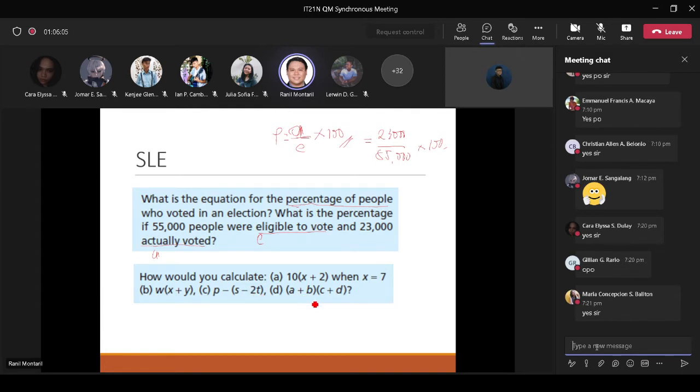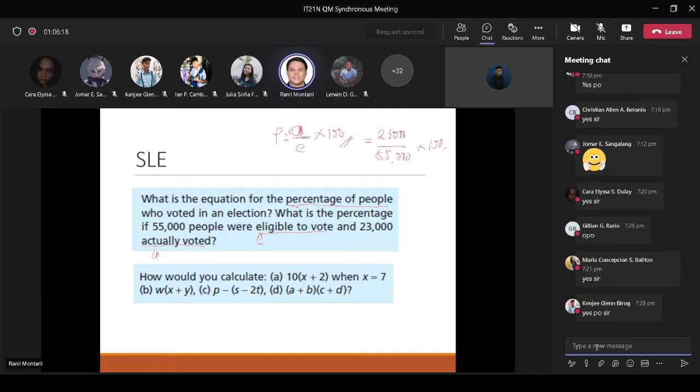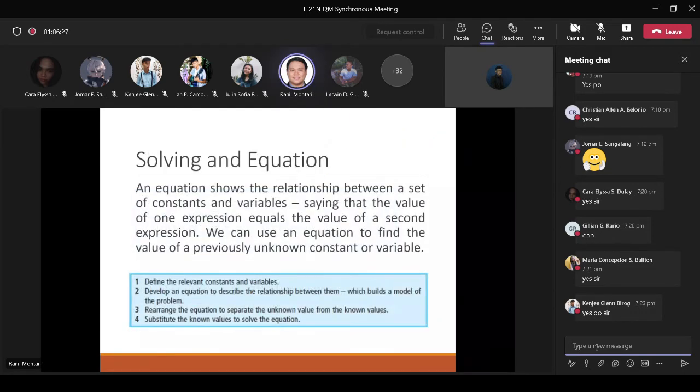How about here? Do you remember your FOIL method? Yes, sir. From there you can apply that, no? So then again, algebra is basically representing it, no? Representing it. And the next thing that you should do is apply the concepts of algebra. Now, solving equations, no?